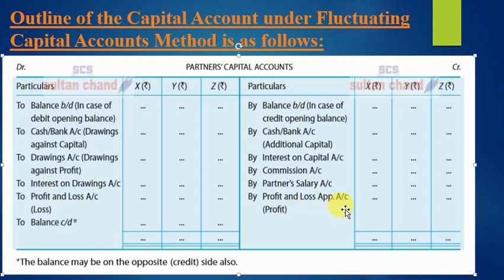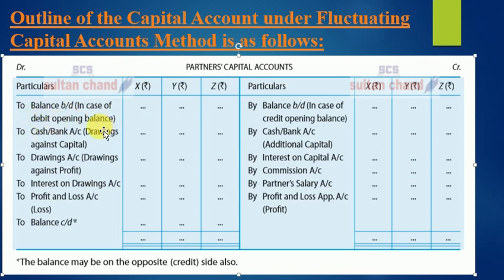Interest on capital, commission, partner's salary, and the net divisible profit from the profit and loss appropriation account. I hope this is clear. I repeat once again: opening capital, any additional capital brought in by the partner, interest on capital allowed to the partner, commission allowed to the partner, any salary paid or allowed to the partner, and finally the net divisible profit is transferred here in the capital account. On the debit side comes the opening capital if it is a debit balance in your question. Otherwise, it always starts on the credit side only.